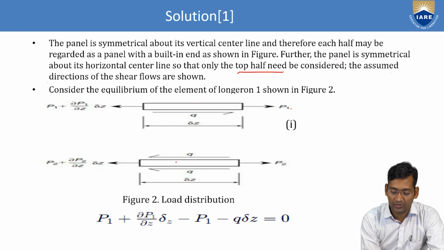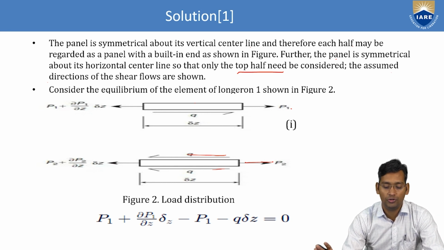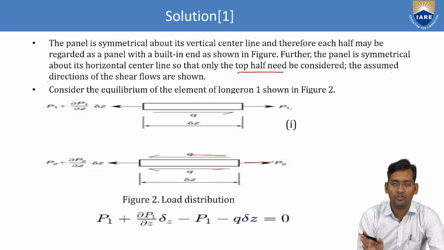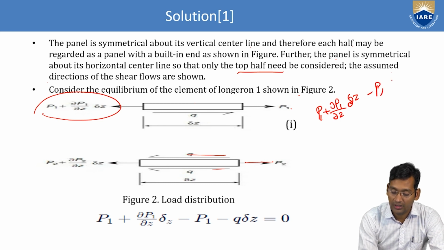In the second element, P2 is acting, and Q is acting on both sides, so 2Q is acting, and P2 plus del P2 by del Z into dz in the other direction. Now for equilibrium, all the forces acting must equal 0. Taking this direction as positive and this as negative: P1 plus del P1 by del Z into del Z, minus P1, minus Q into del Z, should equal 0.